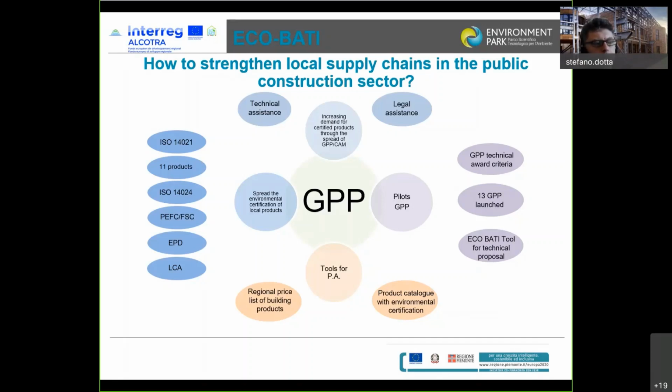And then we also realized a new version of the regional price list that must be used by designers in order to define the price of the works for public buildings. Then the last action was to implement 4 pilot green public procurements during the project.